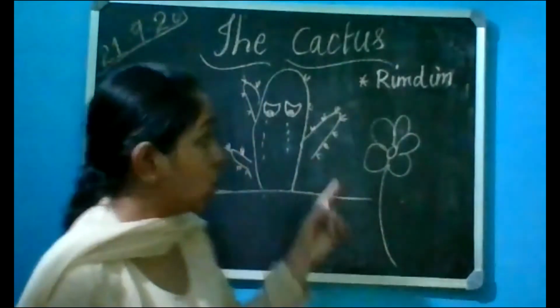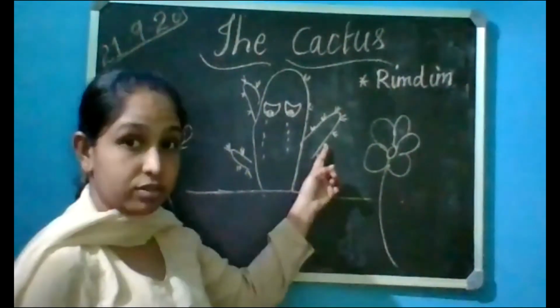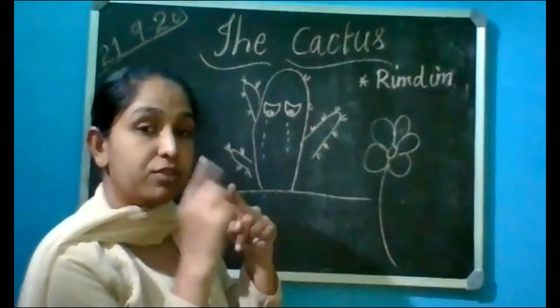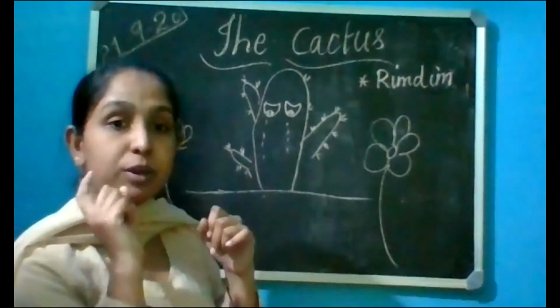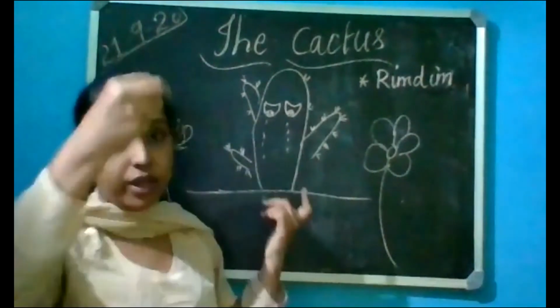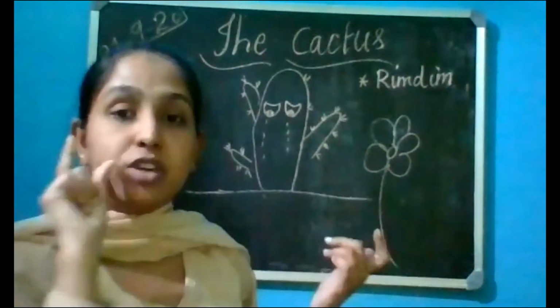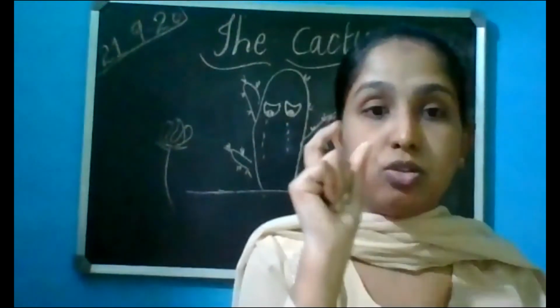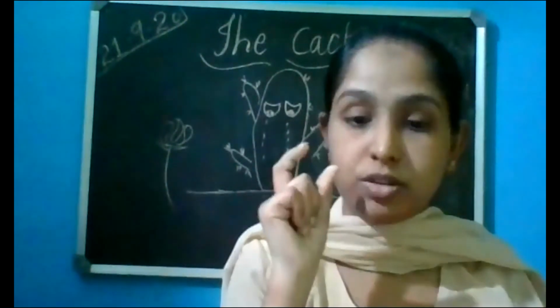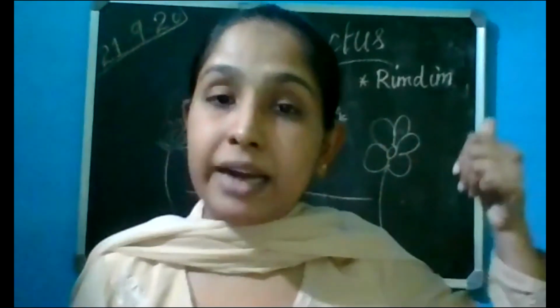So what do you mean by thorns, children? These are called thorns. Basically, thorns are something that will prick you if you touch them. Even on the rose, you will find them on the stem. If you touch it, it will prick you. That part is called thorns. The cactus has thorns even on its leaves.